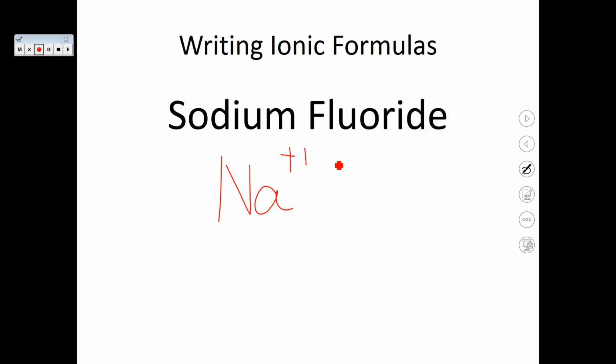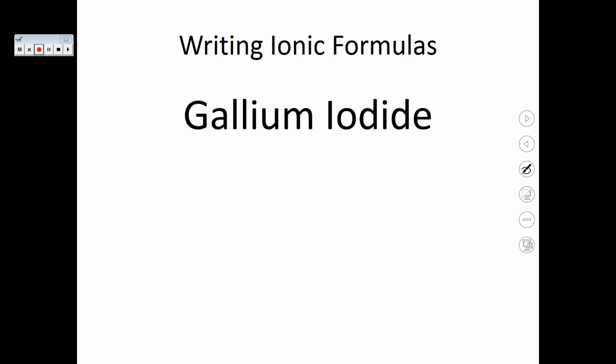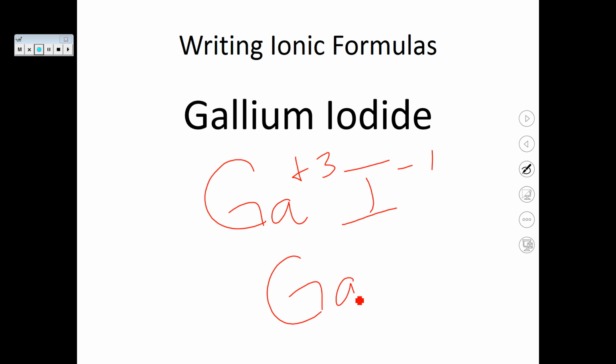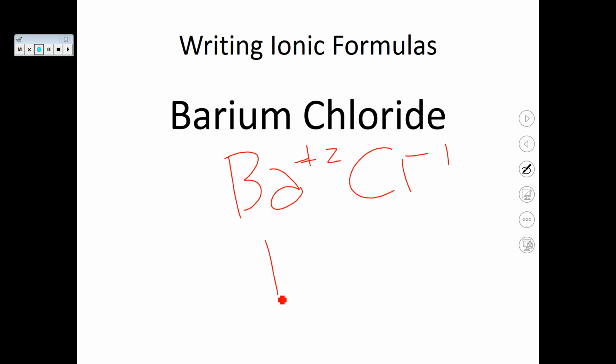Sodium is Na +1, fluorine is -1, so it becomes NaF. Gallium is +3, iodine is -1, so it's GaI3. Barium chloride, Ba +2, Cl -1 becomes BaCl2.